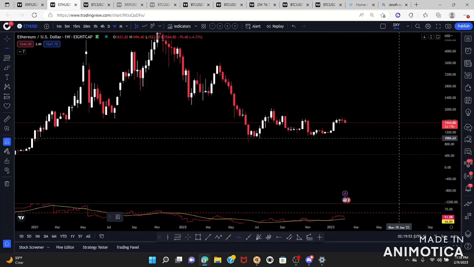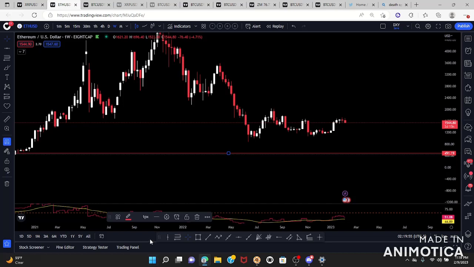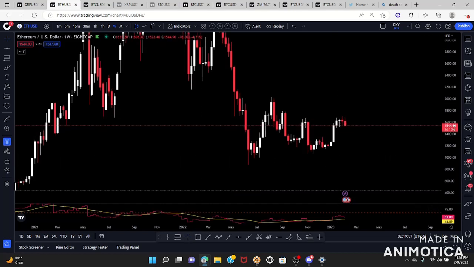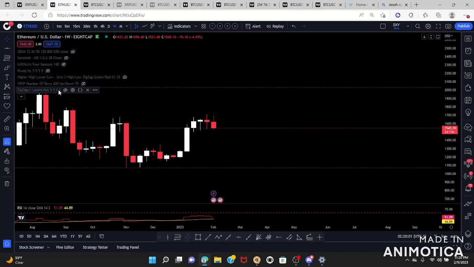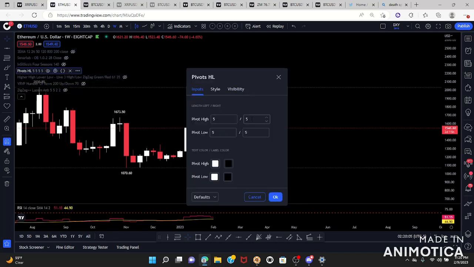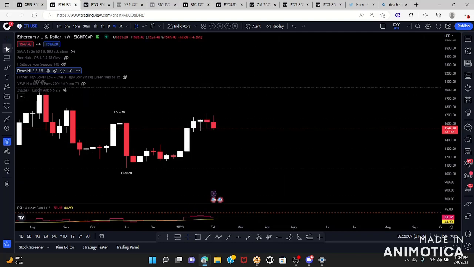Remember, we trade with the flow, so any time of the day you just come into the charts, set up your charts and just trade. First thing is open your pivot highs and lows. Remember, I have a 555 settings. You can always play with it and have fun with it.